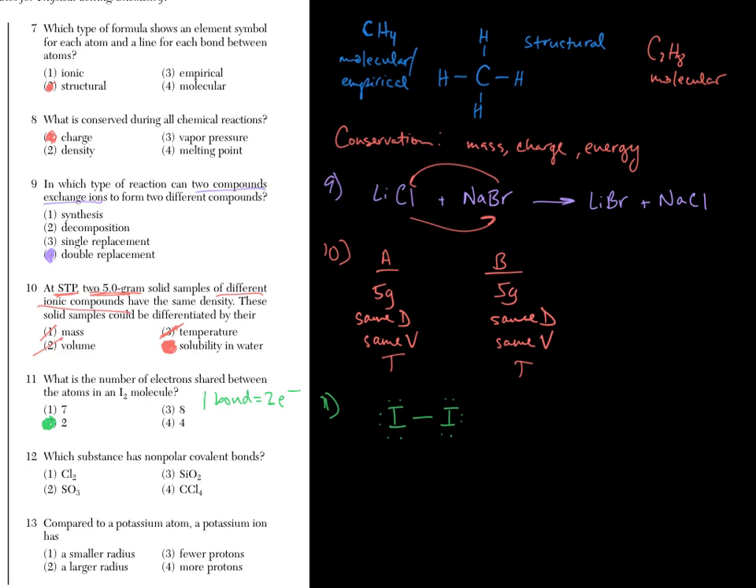Number 12, which substance has nonpolar covalent bonds? So nonpolar covalent bonds usually occur in diatomic elements. And usually there's a good phrase to remember them. This is my phrase. You might have seen some different variations on the same phrase, but they're all the same elements, Honkel, Briff. So hydrogen, oxygen, nitrogen, chlorine, bromine, iodine, and fluorine. And we can see that choice 1 has chlorine, that's a diatomic element, and that has nonpolar bonds.